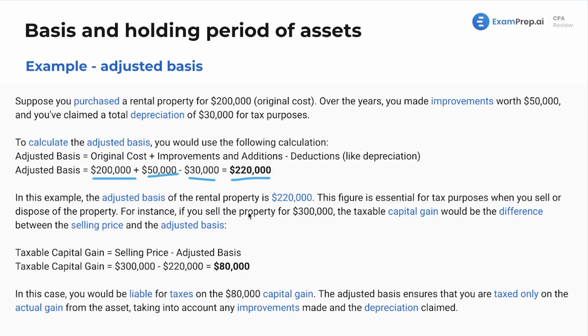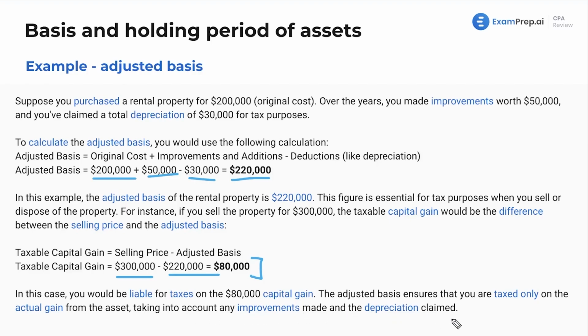Now, for instance, if you sell the property for $300,000 while the adjusted basis is $220,000, again, it could continue to go down. It could go up if you make additional additions to it. But from this point, if we sell it for 300 and the adjusted basis at this point is 220, then our total taxable capital gain will be $80,000. Now, in this case, you'd be liable for taxes on this $80,000 capital gain. The adjusted basis ensures that you are taxed only on the actual gain from the asset, taking into account any improvements made and the depreciation claimed.